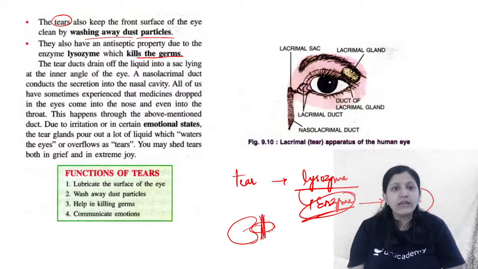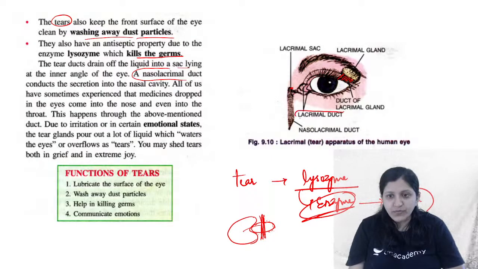There are tear ducts which drain off the liquid into a sac lying at the inner angle of the eye. You can see that the ducts are there. Here the ducts are pouring the tear into the eye. After that, there is an angle, so where it has to go, there is a nasolacrimal duct. You can see a lacrimal sac is mentioned over here. Then there is a lacrimal duct and the lacrimal sac.